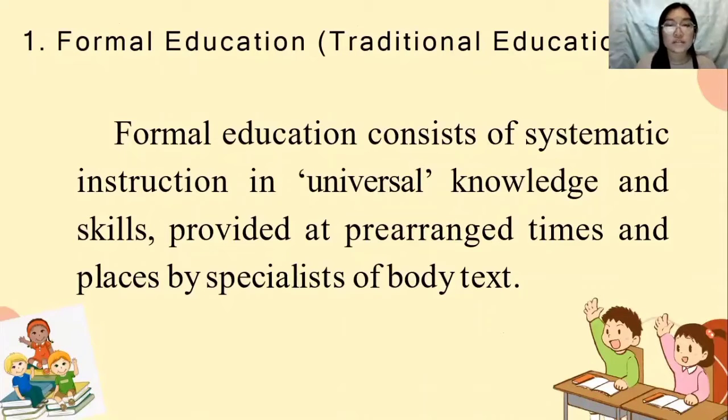Formal education consists of systematic instruction in universal knowledge and skills provided at prearranged times and places by specialists. There are cultural differences in the institutionalization of formal education: in the organization of the educational system, the relation between public and private schools and the length of compulsory schooling, the number of years of elementary and secondary schooling, and the school curriculum, teaching and instruction.